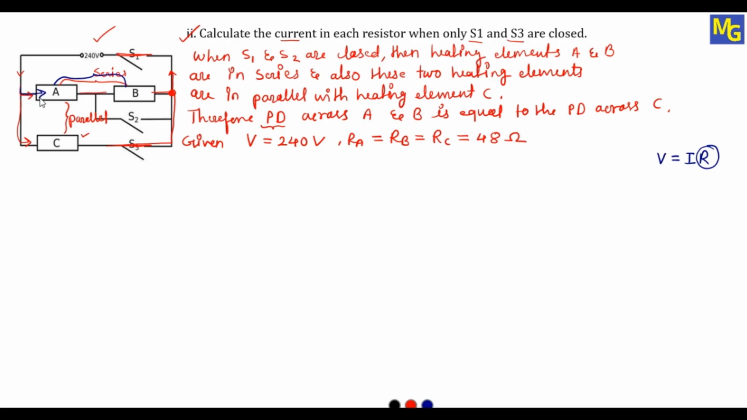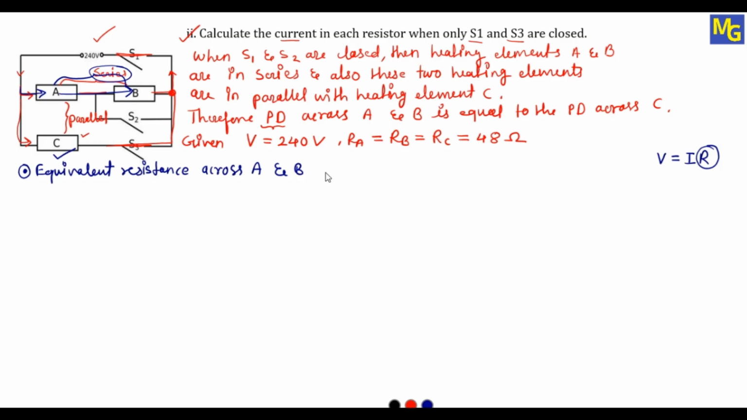So that's why first we have to find out the equivalent resistance of these series combination, and then we can use it to find out the current in these two. And after that we can find out the current in C element. And for this what we will do, I'll write it. Number one, equivalent resistance across A and B heating element. So I'll write heating element.